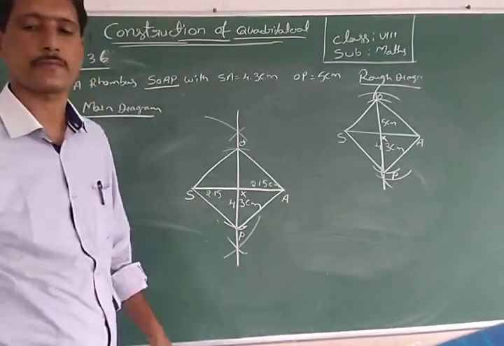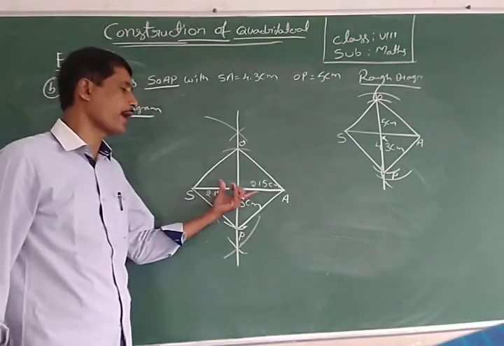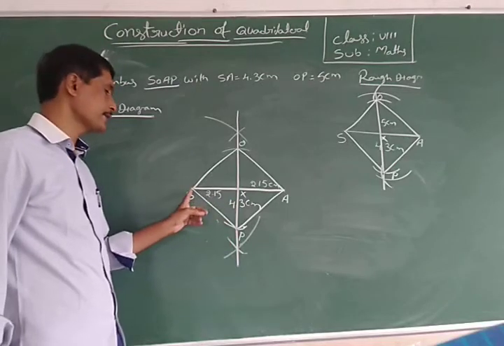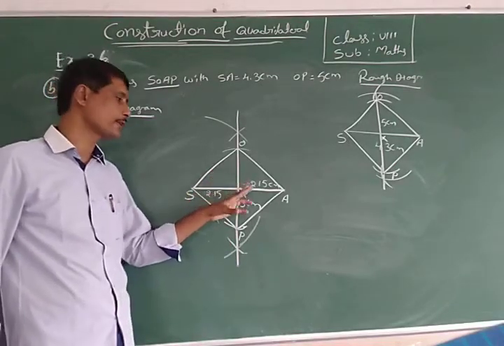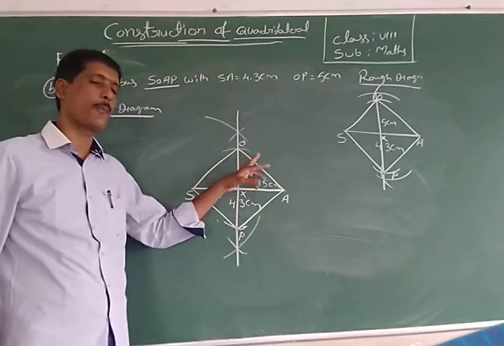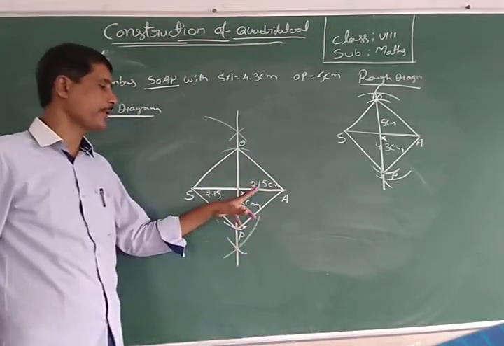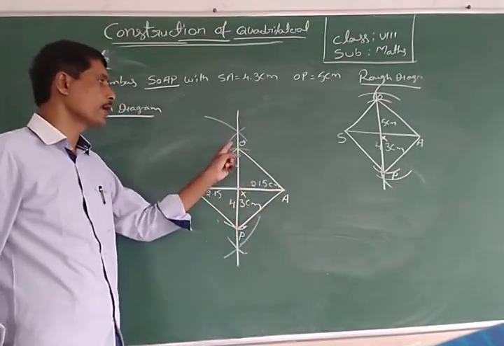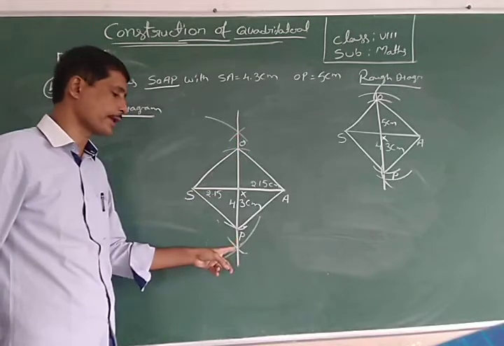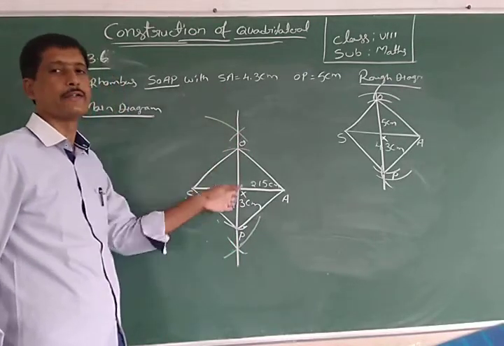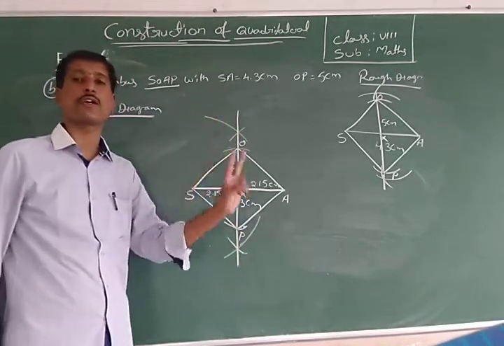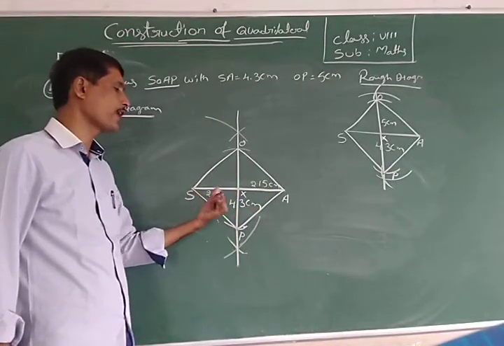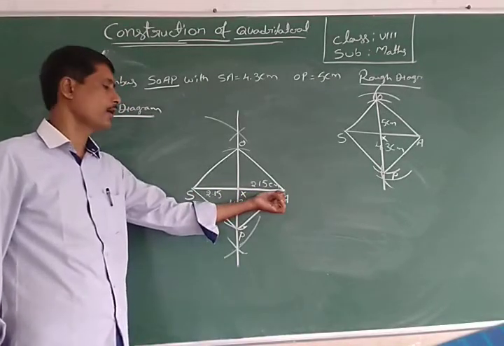One more time, see. First, draw a line segment SA, that is 4.3 centimeters. Take S at the center, more than half of the distance of SA, draw the arc up and down. With the same radius, take A at the center, draw the arc up and down. Two arcs intersect at one point here and one point there. Join the two points. Therefore, SA is divided into 2 equal parts by the bisector, SX equal to 2.15 and XA equal to 2.15.